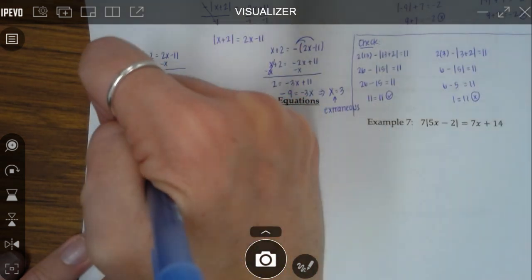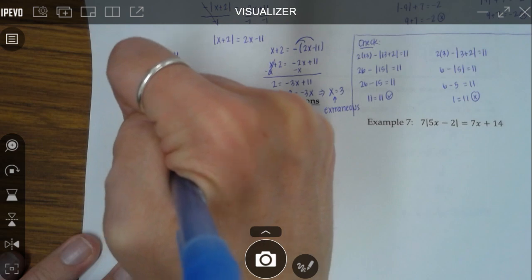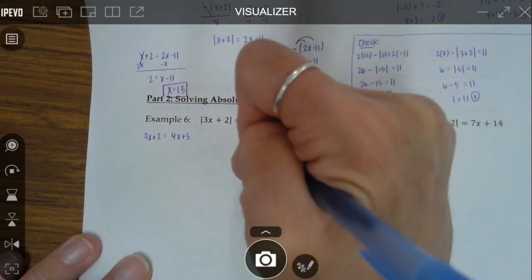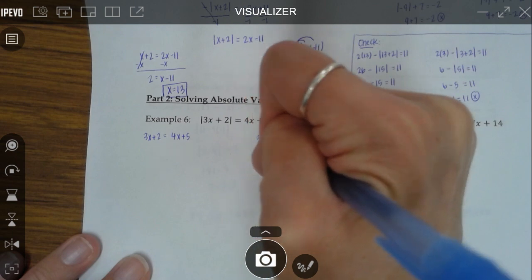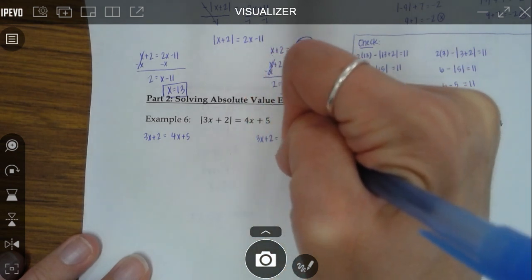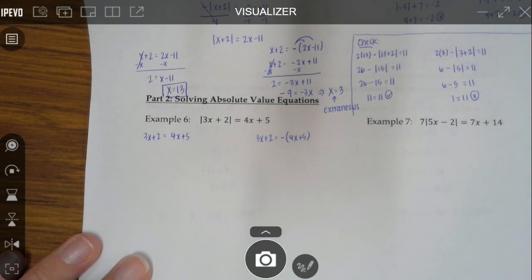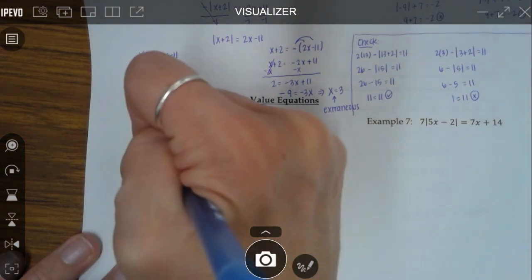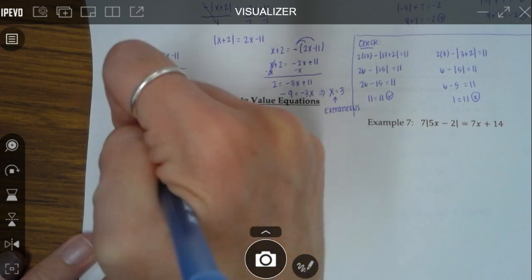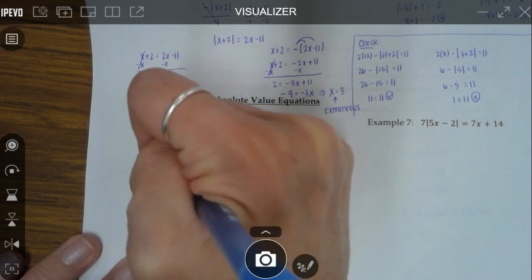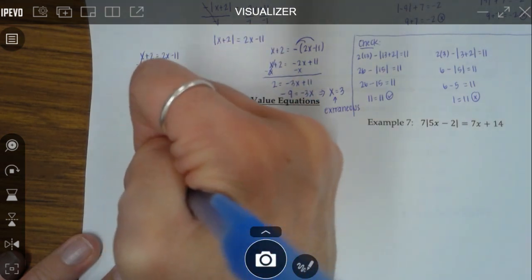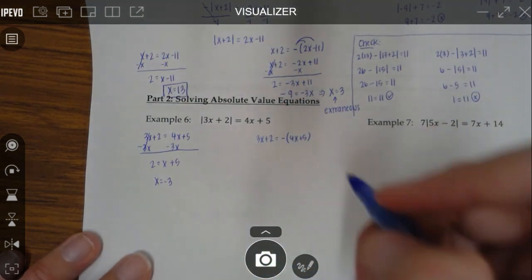So my first split is going to be 3x plus 2 equals 4x plus 5. My second split is going to be 3x plus 2, and that's going to be equal to the opposite of this 4x plus 5. So subtract 3x over here. That's going to give me 2 equals x plus 5. If I subtract 5, I get an x value of negative 3, and we'll check that in a second.